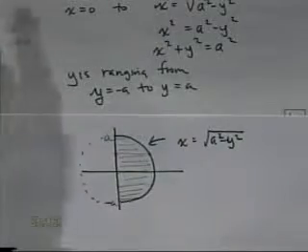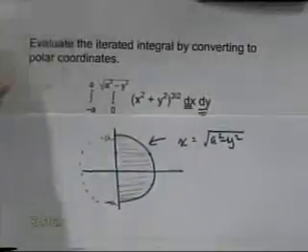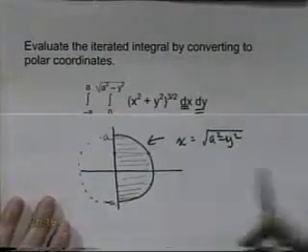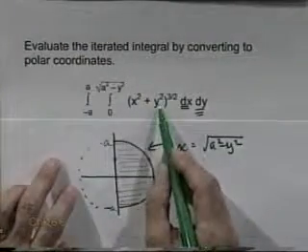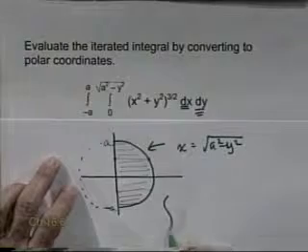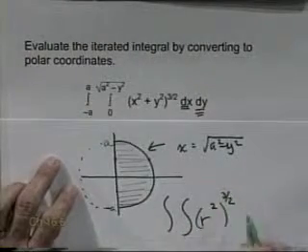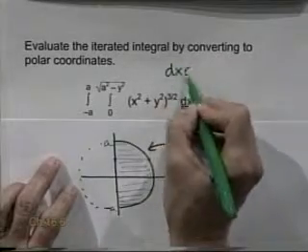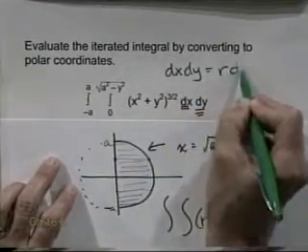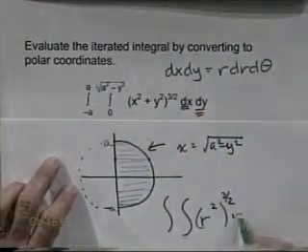All right, so now we're ready to do our integration. First of all, I'm going to replace x squared plus y squared with r squared. So I'll have r squared to the 3/2. I replace the dx dy, you might remember from last time, with r dr d theta.